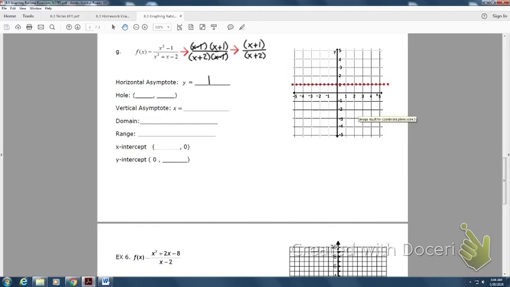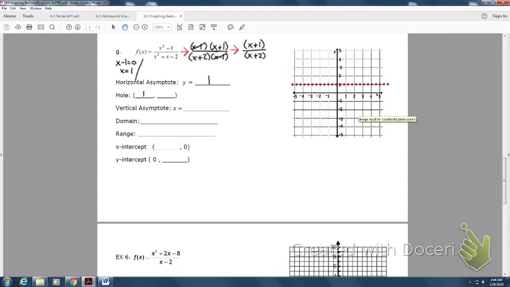What is the X value of my hole going to be? What did I cancel out? The X minus 1. So I want to set that equal to 0. So X equals 1 for the hole.